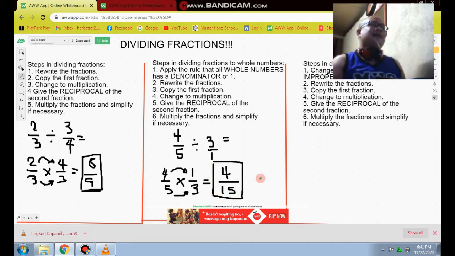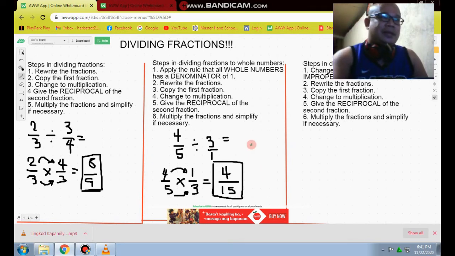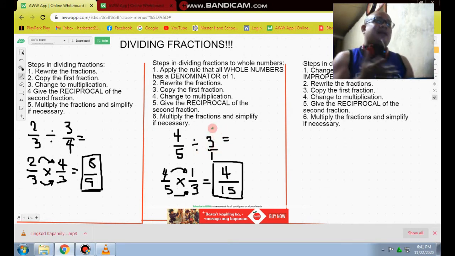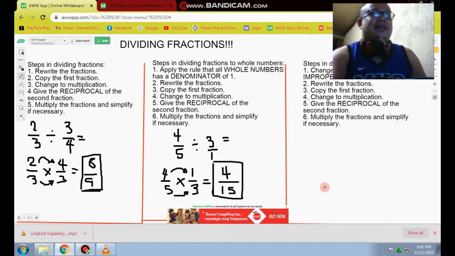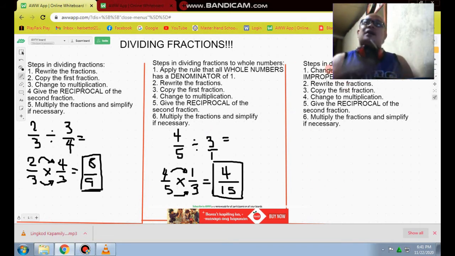Ayan, class. So, ganoon din yan pagka sinasabi natin vice versa or whole numbers to fraction. For example, if nauna si 3 no, as a whole number, so, the same process. No? Apply nyo lang ang rule ng whole numbers na ang lahat ng whole numbers ay may denominator na 1. Okay? Dito naman tayo. No? Steps in dividing mixed numbers naman to. So, kung for example, nag-divide ka and the given has a mixed number, no? Or both are mixed numbers.